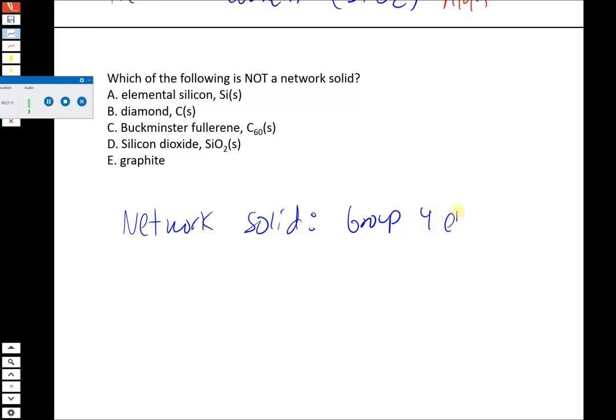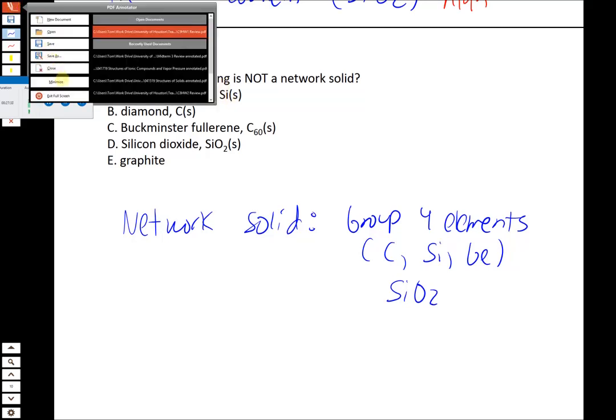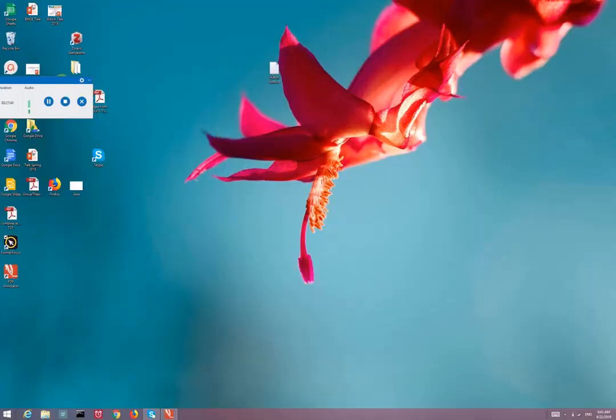group 4 elements. So these are going to be either network atomic or covalent solids. So we have the group 4 elements, carbon, both major forms of carbon, graphite and diamond, silicon, germanium, all will be classified as network solids, as well as SiO2 is another one that's classified as a network solid. So those are your major network solids. So if we look at these answer choices here, elemental silicon, Si, that's one of our group 4 elements. Let me go through our table and point that out just so you can see it more clearly.